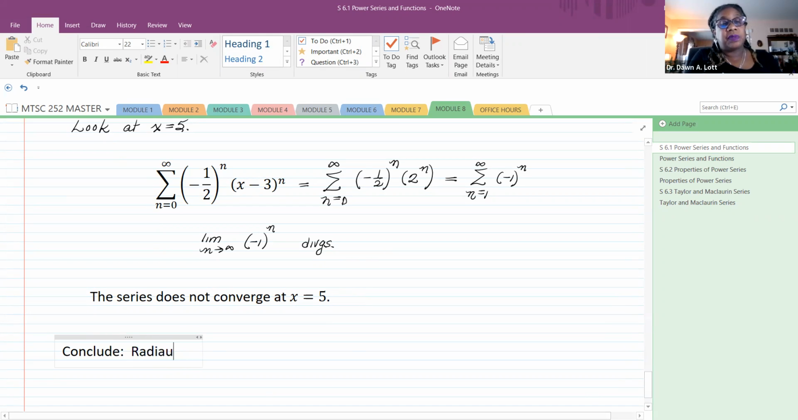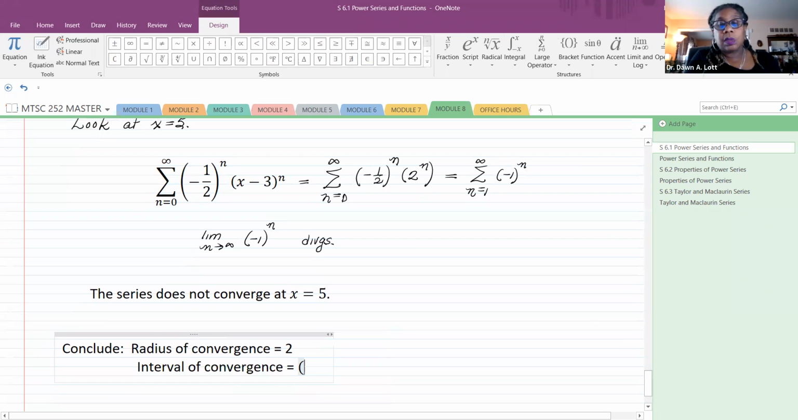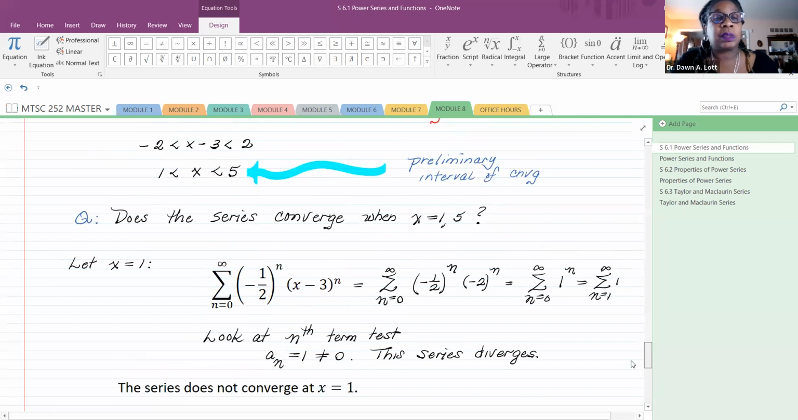The radius of convergence is equal to 2, and the interval of convergence is equal to (1, 5). So that's it. Any questions?